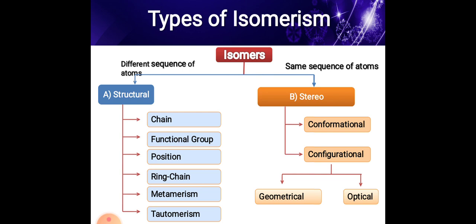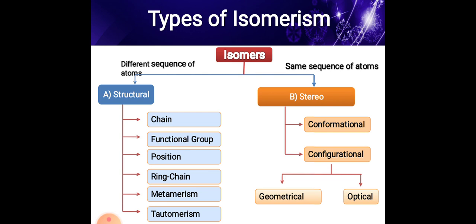Then there are different types of isomerism. First, the isomers having different sequence of atoms, and second, the same sequence of atoms. Again, the isomers having different sequence of atoms are divided into two parts. The first one is structural isomers and the second one is stereoisomers. Structural isomers include chain, functional group, position, ring chain, metamerism, and the last one is tautomerism. And stereoisomers are divided into two parts, conformational isomers and configurational isomers.